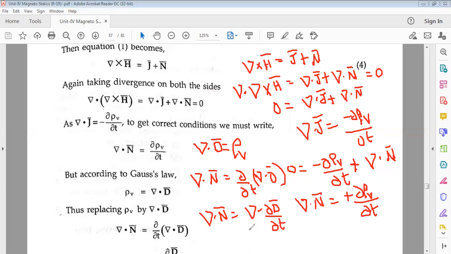On both sides, we can remove the del. What is N bar equal to? N bar is equal to dou D bar by dou T. Now, that is the modification.